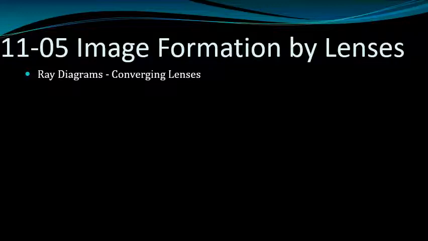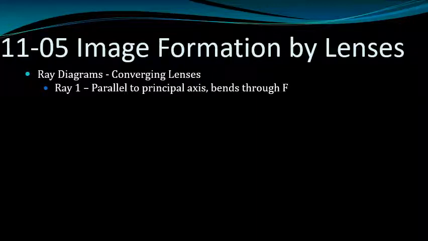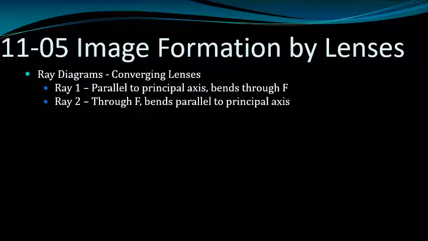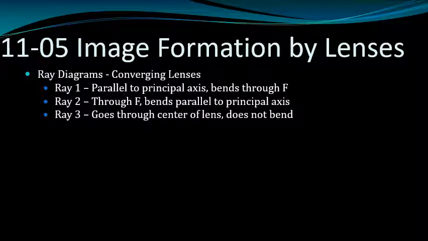We will solve some problems, or see how they work, by using what are called ray diagrams. We're going to draw 3 rays of light. Ray 1 is parallel to the principal axis, and then it bends through F, the focal point. Ray 2 goes through the focal point, hits the lens, and then bends parallel to the principal axis. And ray 3 goes through the center of the lens, and because it's going through the center, it does not bend.